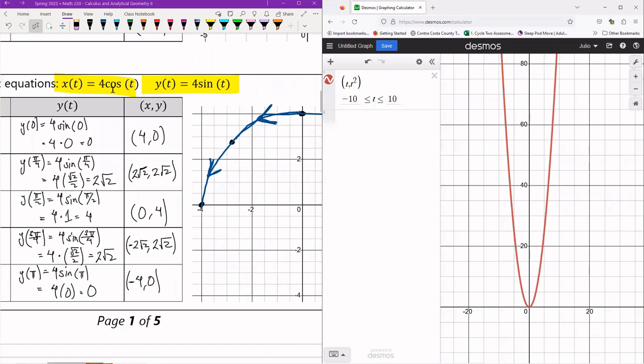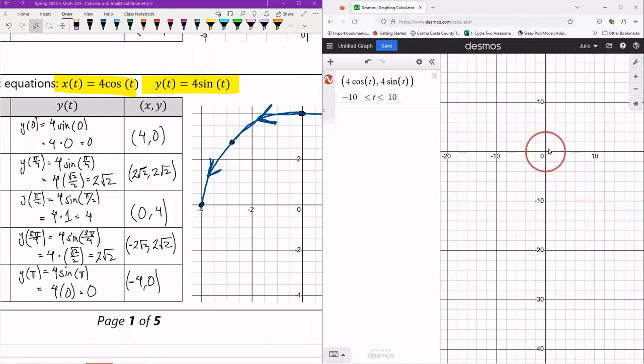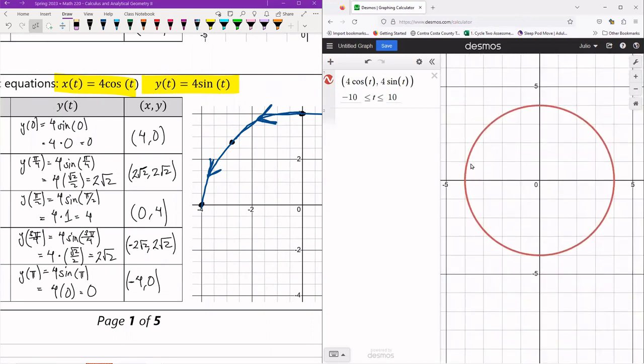So my x is going to be 4 cosine t, right? So I'm going to go ahead and delete all that. And it's going to be 4 cosine of t, parentheses are your friend, 4 sine of t, right? And there we go. It gave me my circle. Okay, and it is the circle of radius 4.